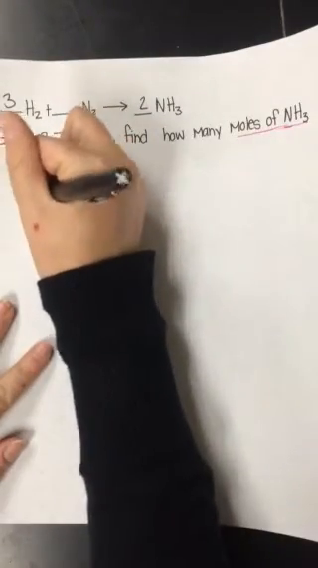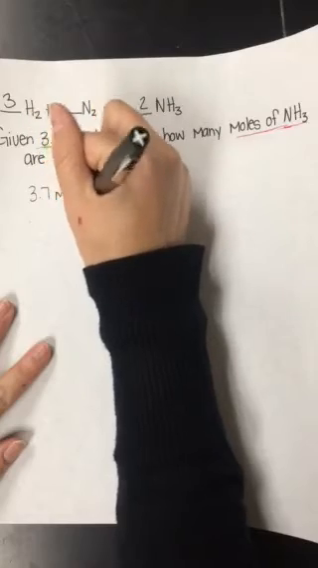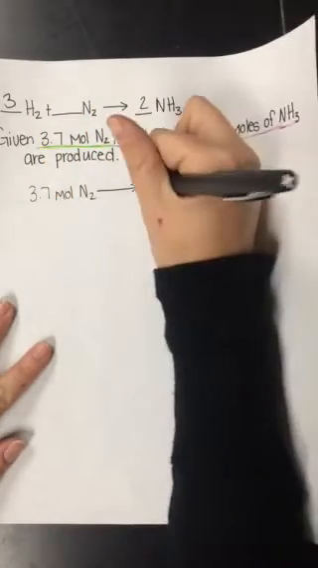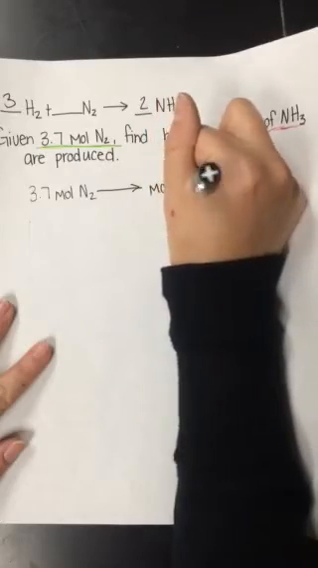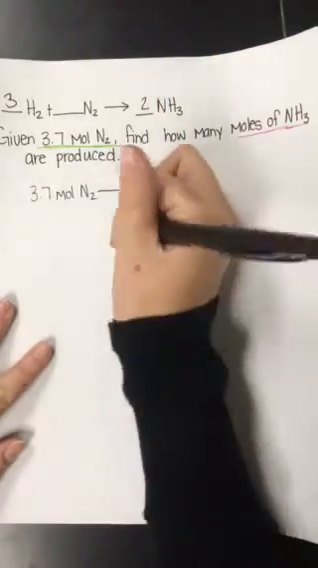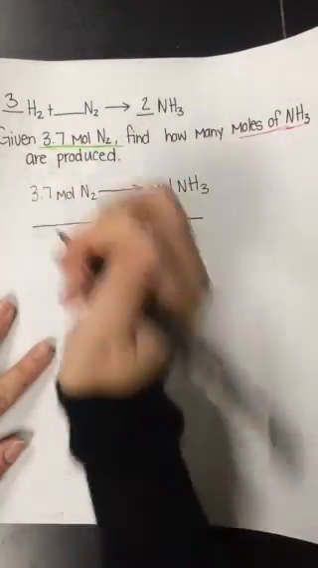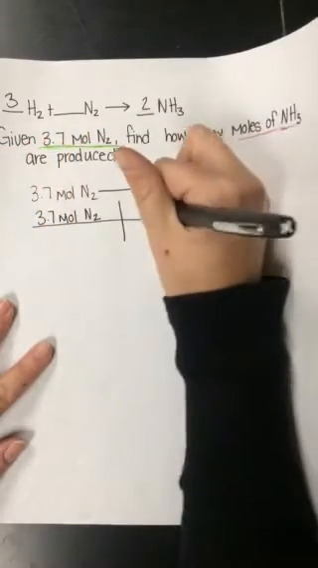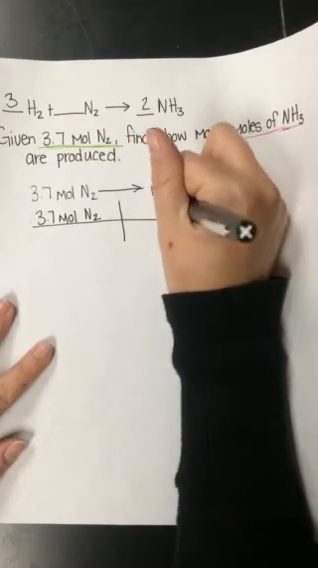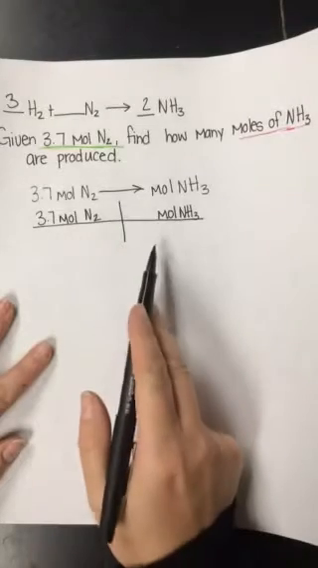We're going to go from 3.7 moles of N2, and we want to go to moles of NH3. Wherever there's an arrow, we're going to draw a straight line down. Connect your lines, drop everything down into the box, and then this is probably where you would get stuck. What goes in this bottom box?